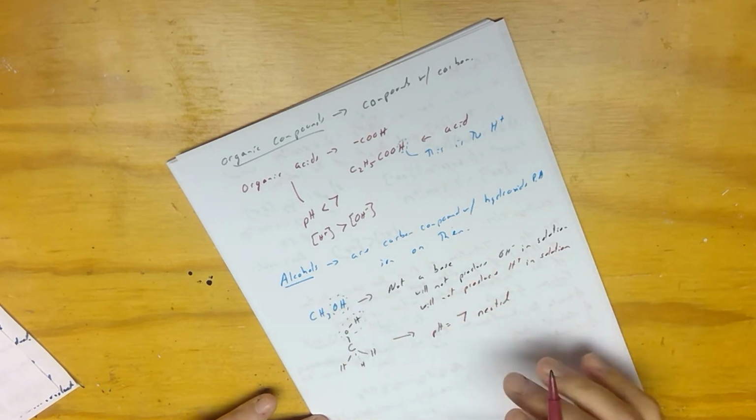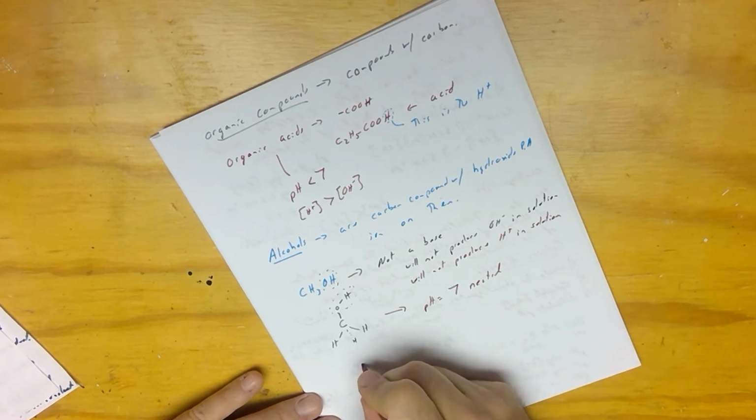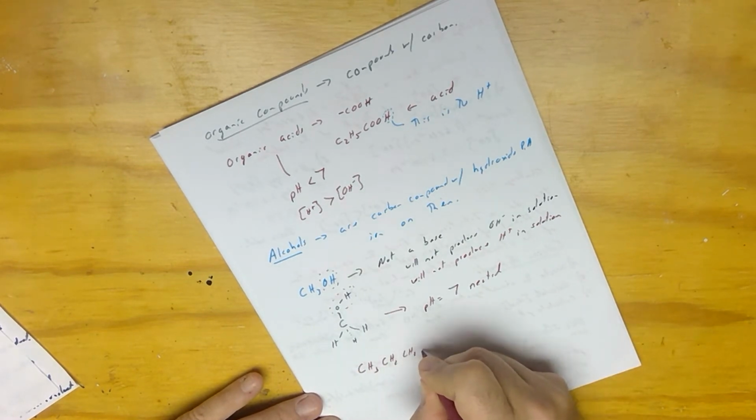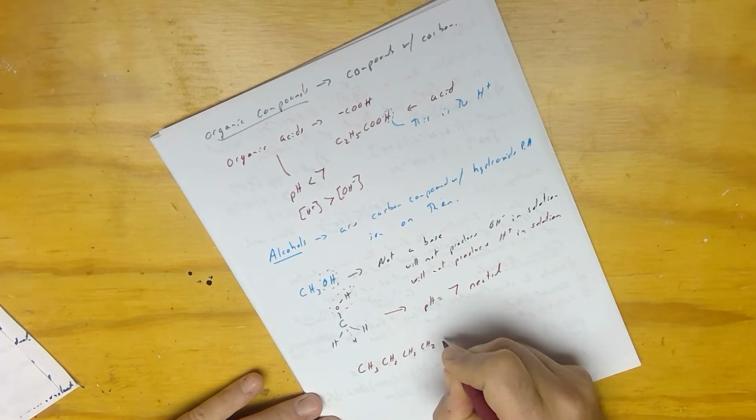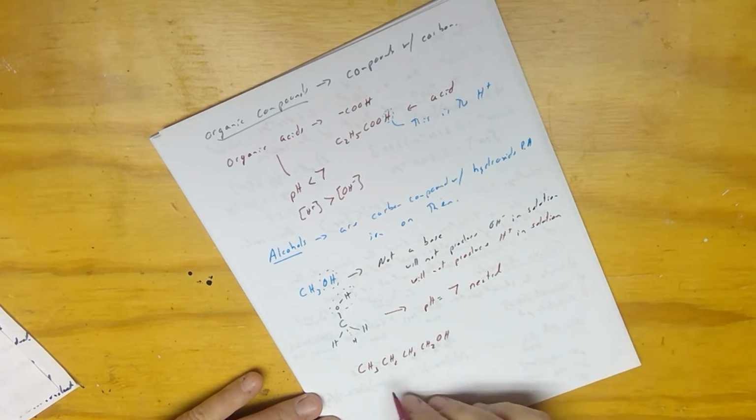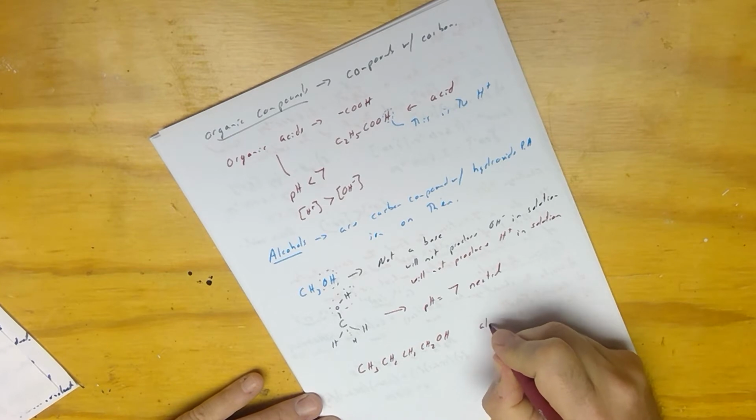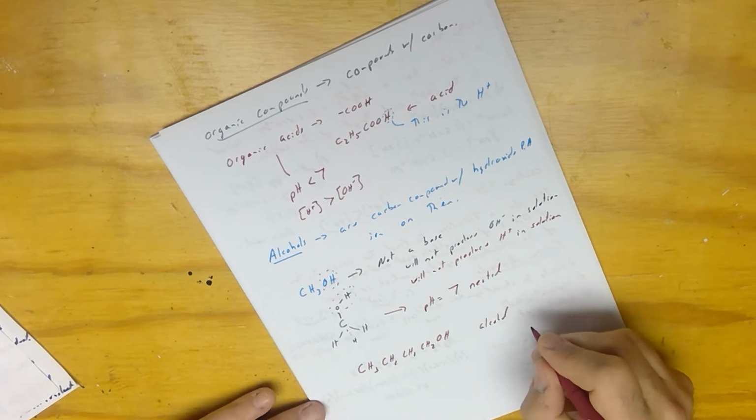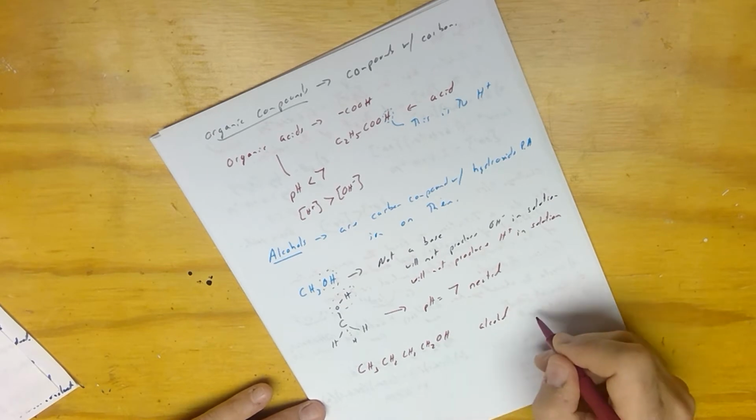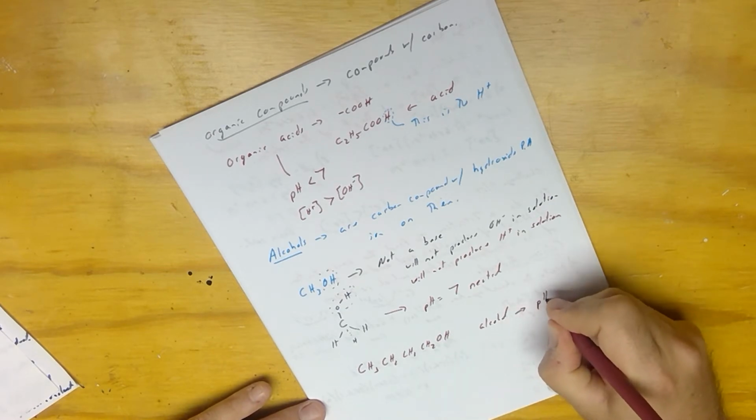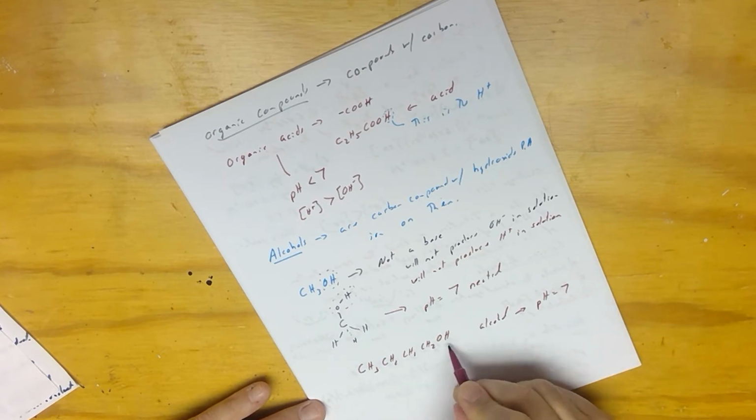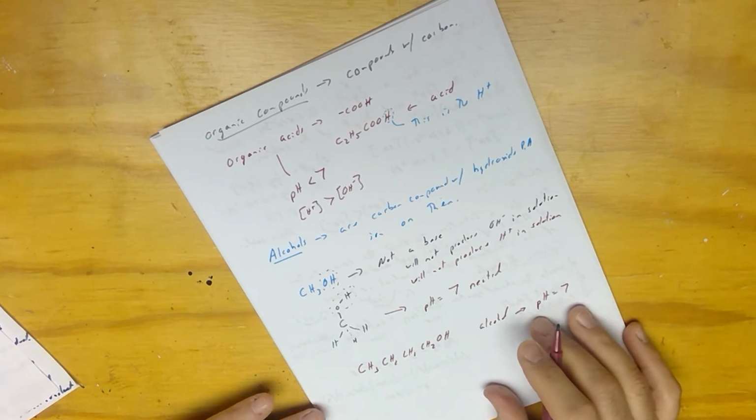Now, there's a couple ways that you're going to see alcohols. Here's another one: CH3, CH2, CH2, CH2, OH. Right? This is an alcohol. It does not produce OH minus. Okay, its pH would be equal to 7. So you've got all these carbons with an OH group on it.